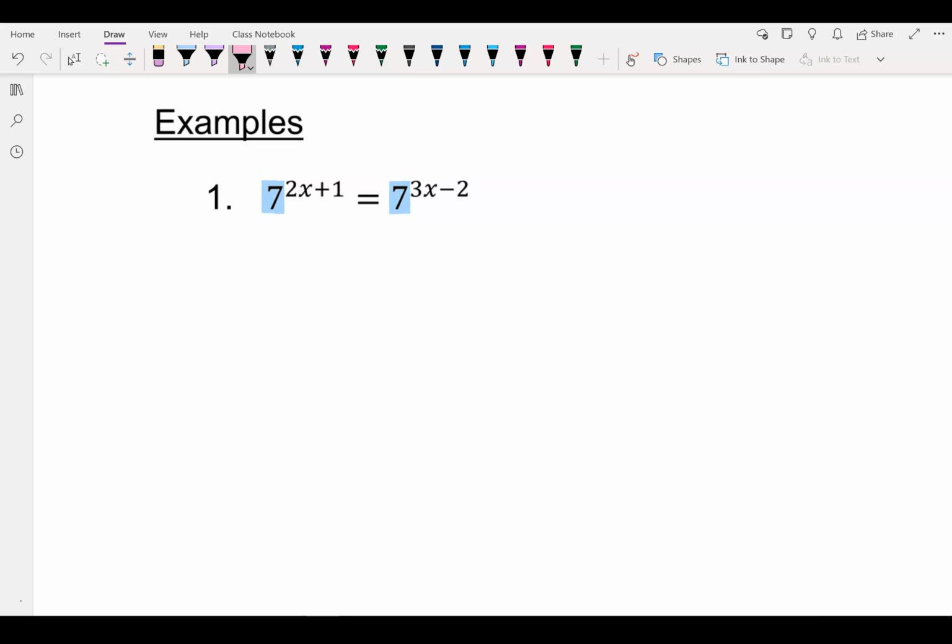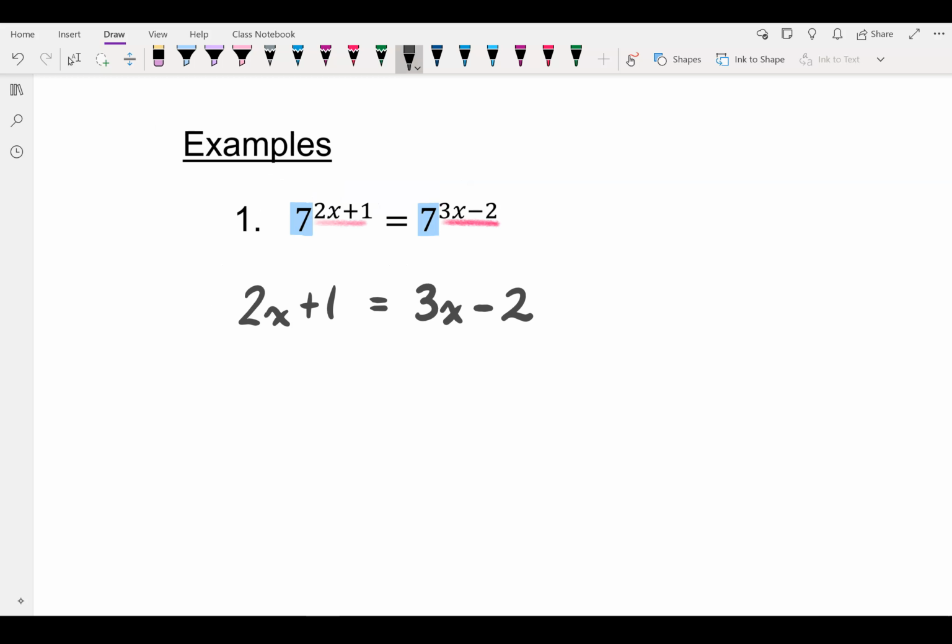The bases are the same here, which means that we can set the exponents equal to each other. Just set those two things equal to each other. 2x plus 1 equals 3x minus 2. Isn't that nice? Now that we have this, we just solve it. And if you solve this, which is super, super easy really, 3x equals 3, or 3 equals x. Okay, group the like terms on each side and you'll be fine.